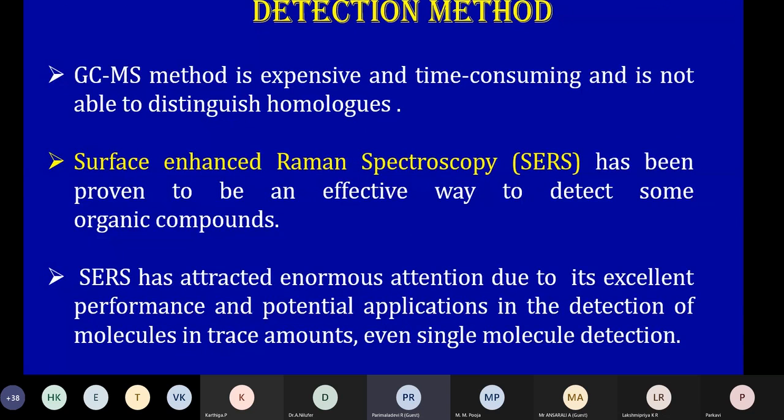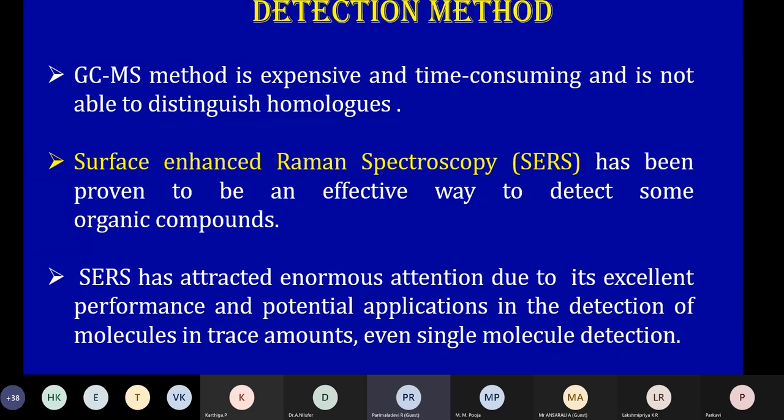Before 2 decades, they normally used gas chromatography or mass spectroscopy, or the combined gas chromatography mass spectroscopy method, but that is expensive and time consuming. It is also not able to distinguish all the chemicals present. So we go for another important technique, that is surface enhanced Raman spectroscopy. This is an effective way to detect organic pollutants.